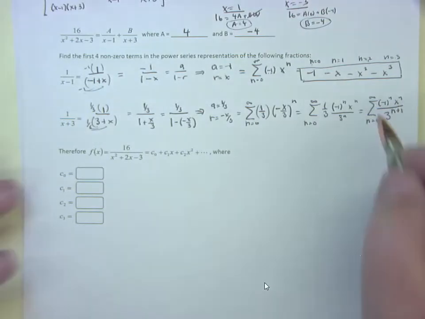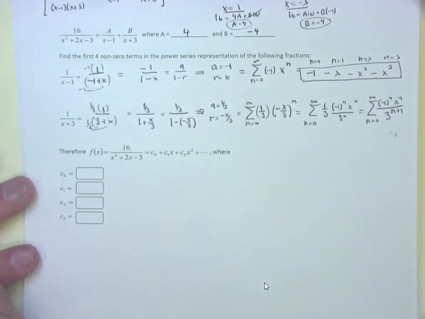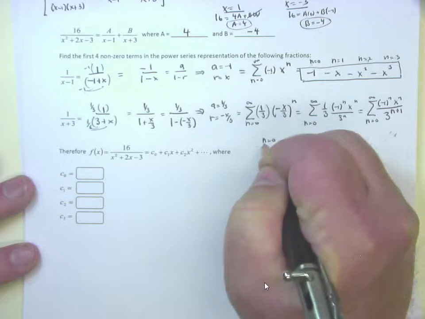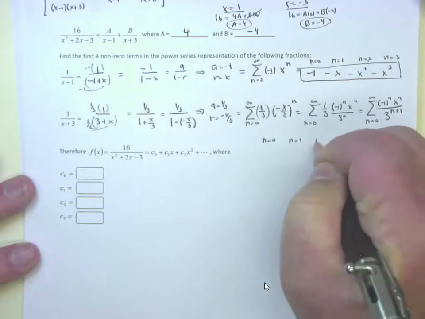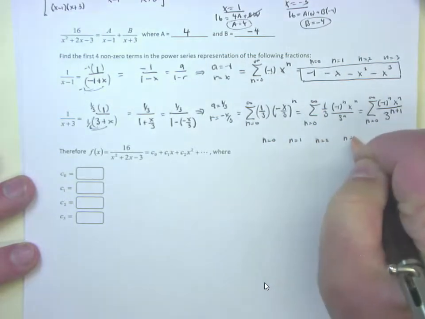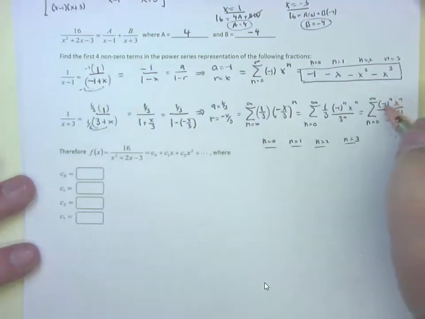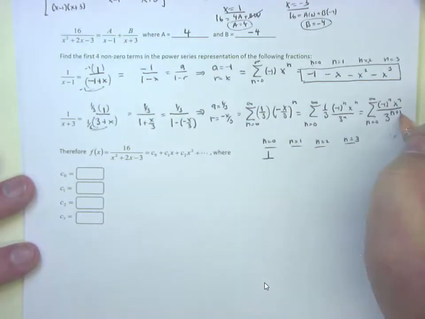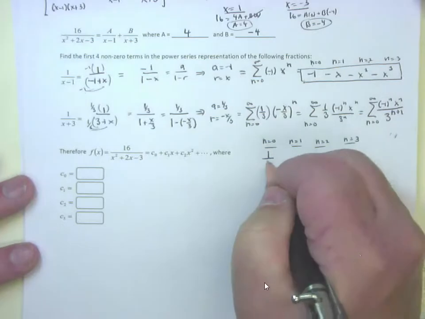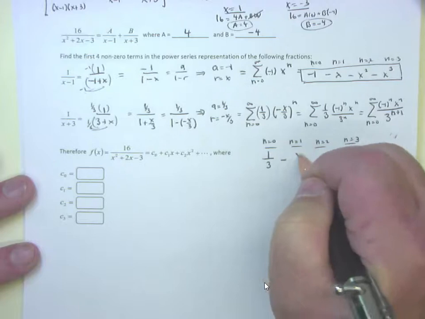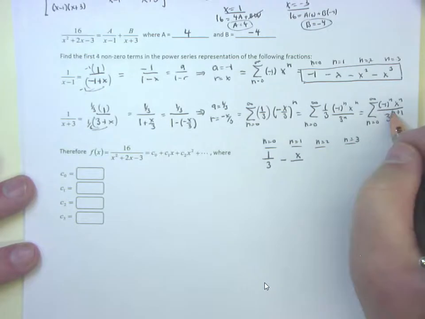So now, I'm going to write down the first 4 non-zero terms, but the summation starts at 0. So here we go. N equals 0, n equals 1, n equals 2, n equals 3. 1, 2, 3, 4 terms. Plugging in 0, negative 1 to the 0 is 1. X to the 0 is 1. So it'll be 1 over 0 plus 1 is 1. 3 to the first is 3. Negative 1 to the first power is negative. That'll be x to the first, which is x over 1 plus 1 is 2.